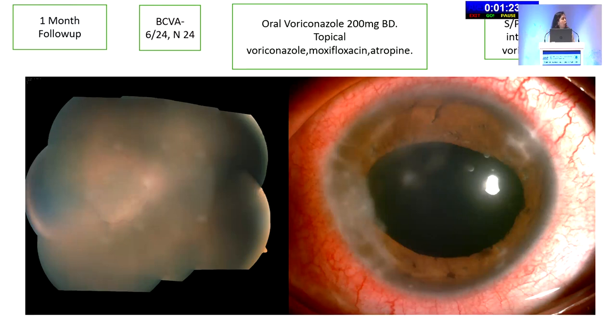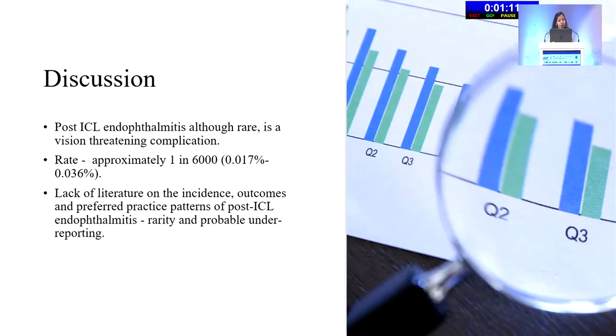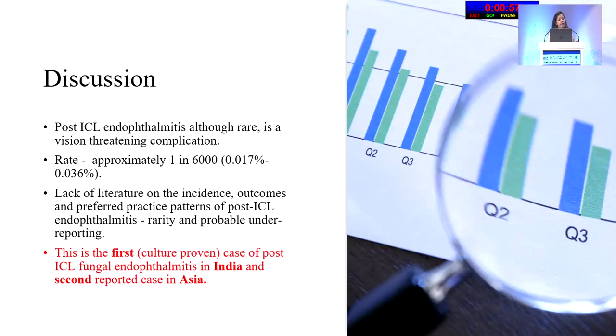At 1 month of follow-up, his best-corrected visual acuity was 6/24, N24. The anterior chamber, as you can see here in the slit lamp image, was essentially clear. The fundus and vitreous cavity were clear, and the retina was attached. Post-ICL endophthalmitis, although rare, is a vision-threatening complication, the rate being approximately 1 in 6,000. There is a lack of literature on the incidence, outcomes, and preferred practice patterns. This is the first culture-proven case of post-ICL fungal endophthalmitis in India and the second reported case in Asia.